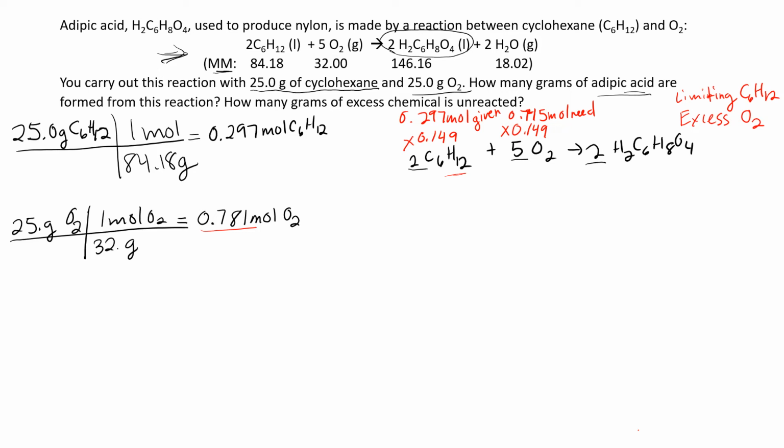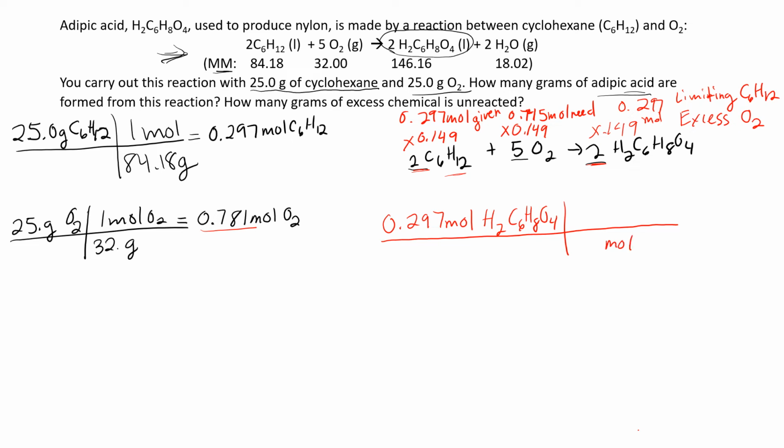If I react all of my C6H12, again, my reaction's happening 0.149 times. And the other thing you can notice is it's a 2-to-2 ratio. We should basically end up with the same moles as our given amount. So we have 0.297 moles. So I'm going to make 0.297 moles of H2C6H8O4. Fun chemical.